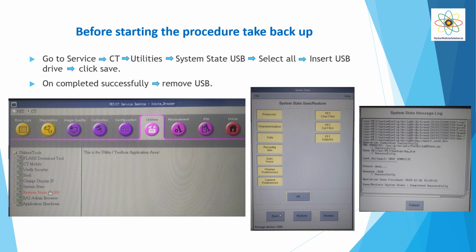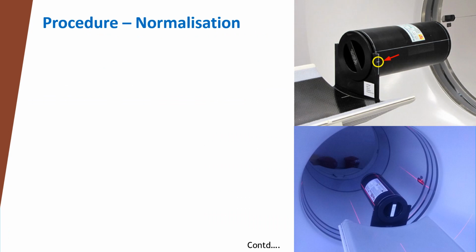Click the service icon. It defaults open in CT. Go to utilities. Click system state USB. Select all. Insert the USB drive and click save. When the message appears, completed successfully, remove the USB. With this, our backup is completed. So let's start with the normalization procedure.